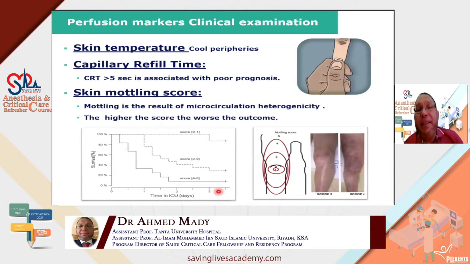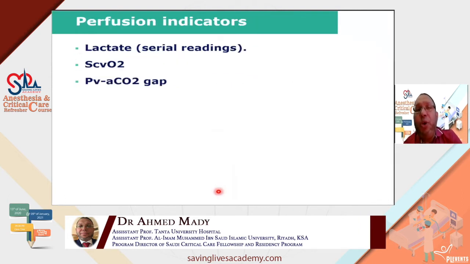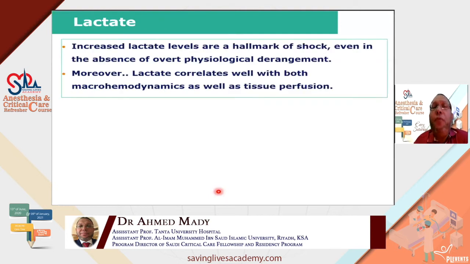Of course, this is just a clinical examination and assessment. You need to have biomarkers. You need to have indicators. Now, the most common indicators you can find are lactate, mixed venous oxygen saturation or central venous oxygen saturation, as well as carbon dioxide gap. All of us know lactate is the hallmark of shock.